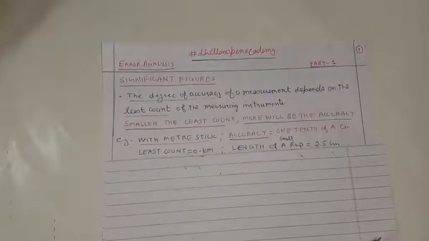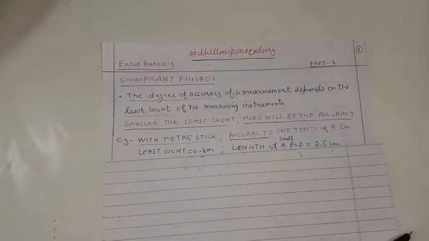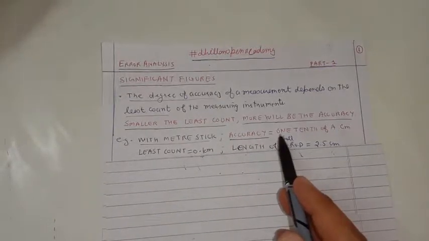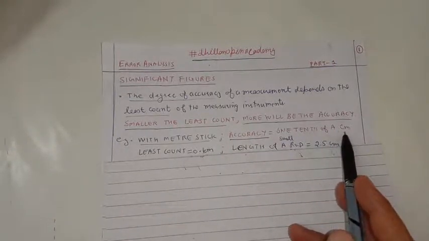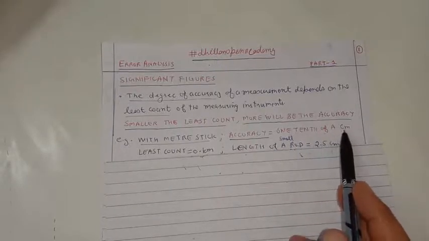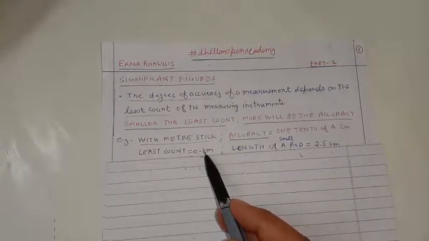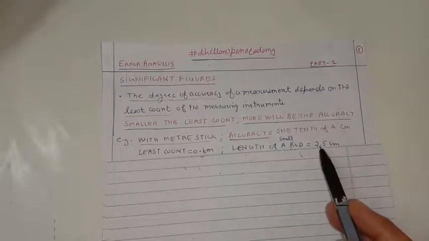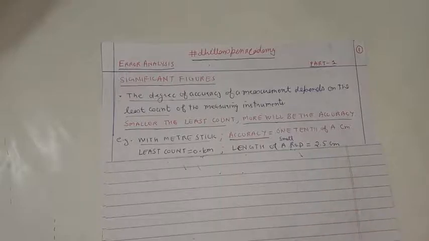In order to understand this, we take the example of a meter stick which has a least count of 0.1 centimeter. That means accuracy up to 1/10 of a centimeter. That means it can measure the observation up to 1/10 of a centimeter, that is up to first decimal place. Suppose we measure the length of a small rod and the rod comes out to be equal to 2.5 centimeter.